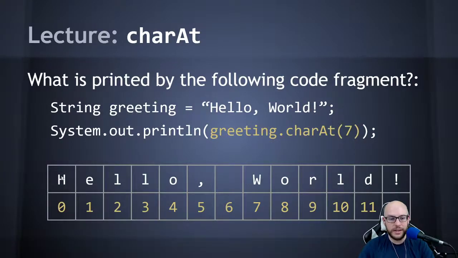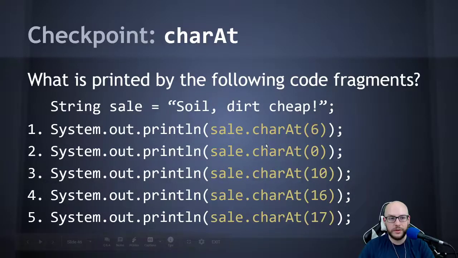We have hello world laid out. We've effectively numbered the characters. I have this string here, greeting, with that exact same contents, hello world. If I go into greeting and I want the character at index 7, well, this is easy. It's this one right here, capital W. Okay, let's try some of these other ones. Here I'm creating a string called sale, and it has the value "soil, dirt cheap." I'm going to go through each of these, but now might be a good spot to pause for a self-check.